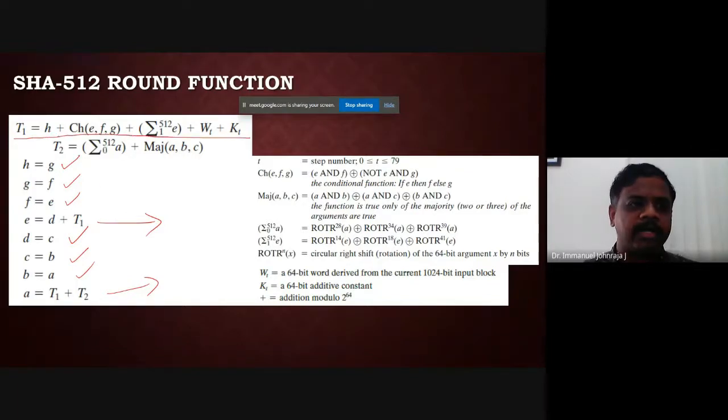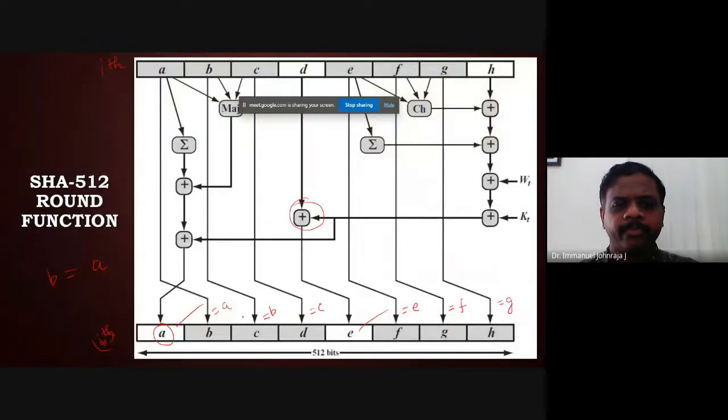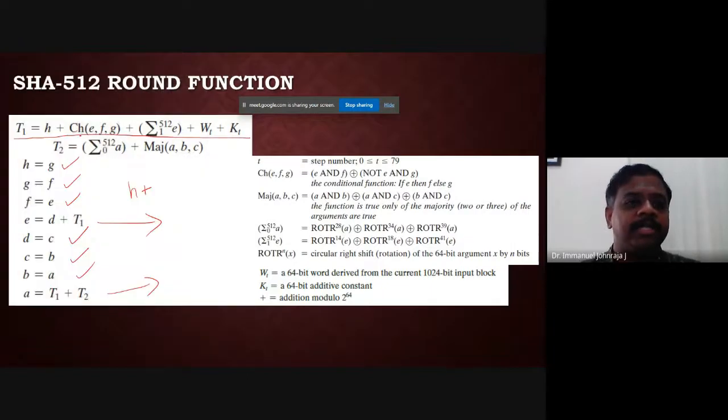T1 is calculated by H plus... Is it true? Okay, where is H? Somewhere something's happening, right? H is given, and then some CH is calculated. What is that CH? CH of EFG.